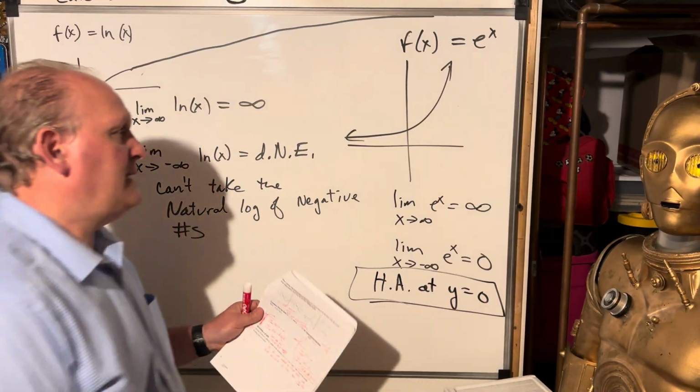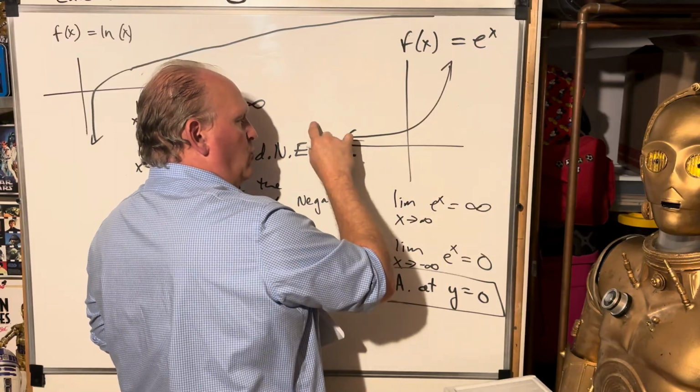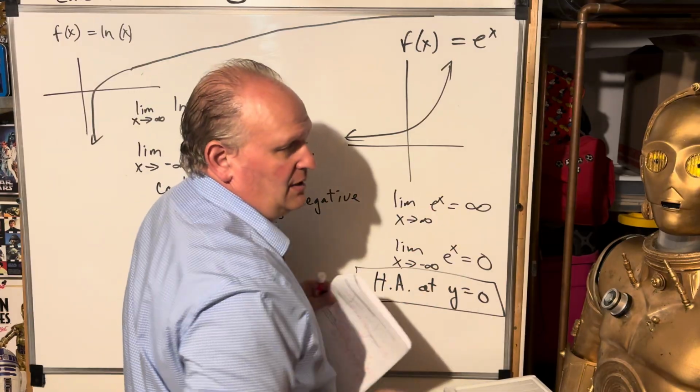Because again, I can make it e to the negative 1,000. That is 1 over e to the 1,000th, which is really close to 0, but it's not 0. And it'll never be 0.